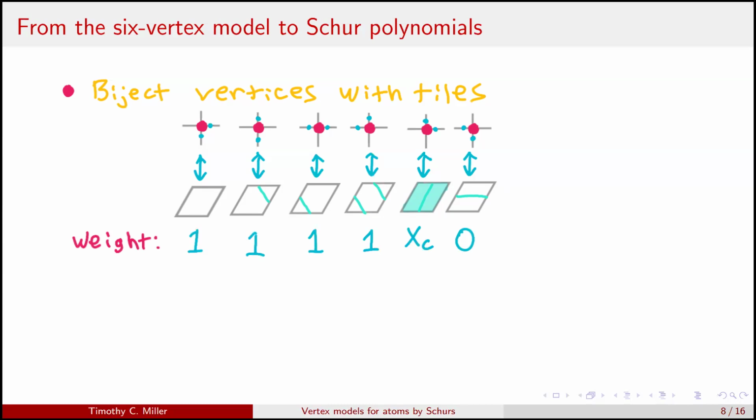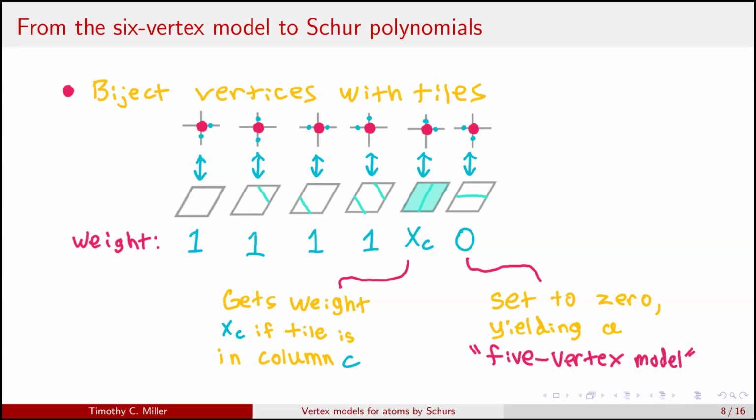The first four are all 1. And the fifth one gets this weight of x_c if the tile occurs in a column c, which we'll see below. And the last one is actually just set to 0, so it doesn't exist in the model. So sometimes these are called 5-vertex models because of that.